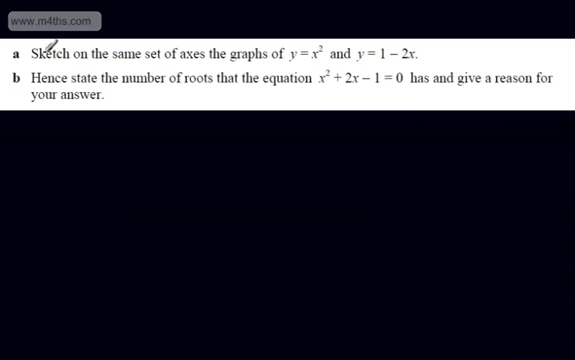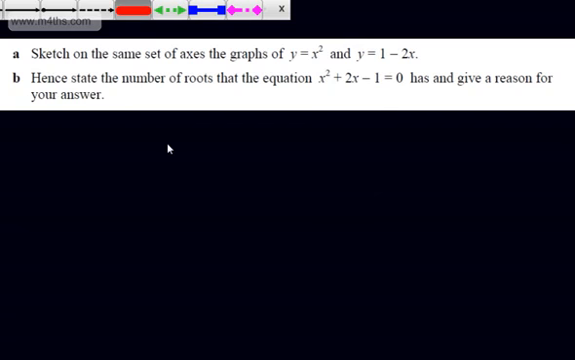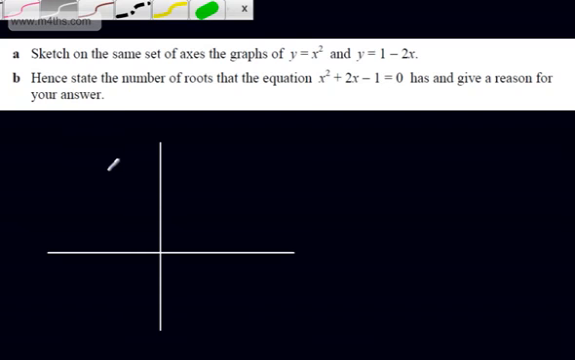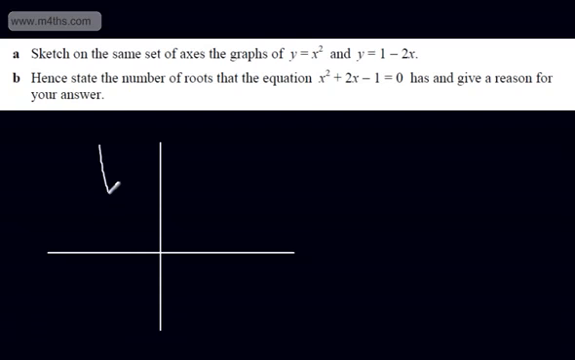On part A, we're asked to sketch on the same set of axes the graphs of y is equal to x squared and y is equal to 1 minus 2x. So what we've got here is a quadratic, a parabola, and we've got the origin, and then we've got a straight line graph. You might want to rewrite the straight line graph in the form y is equal to mx plus c, or you might just leave it as it is. So here's our quadratic parabola, and it'll look something like so. So y is equal to x squared. Now the other one, if you wanted to rewrite it, y is equal to minus 2x plus 1.